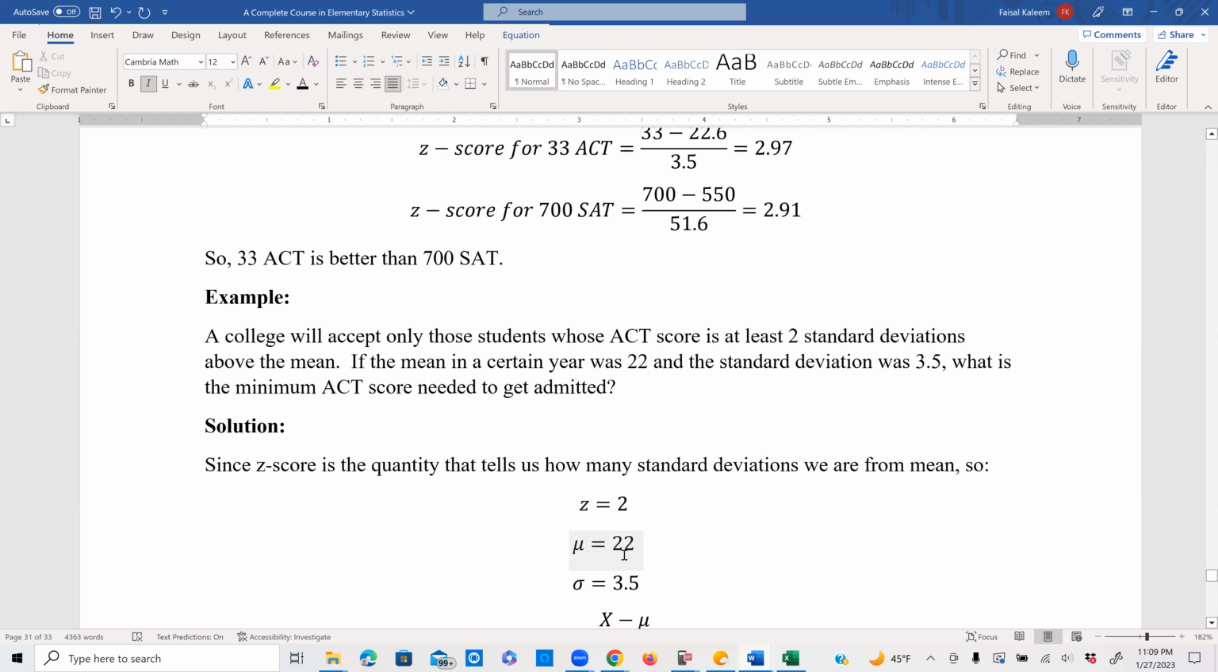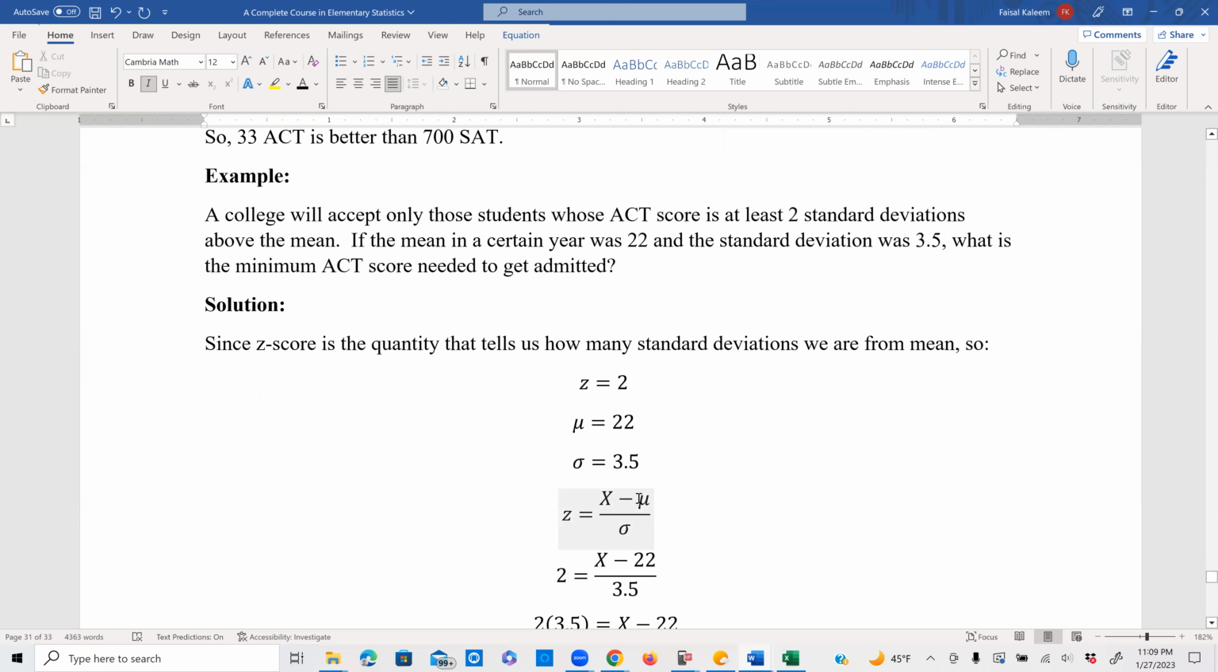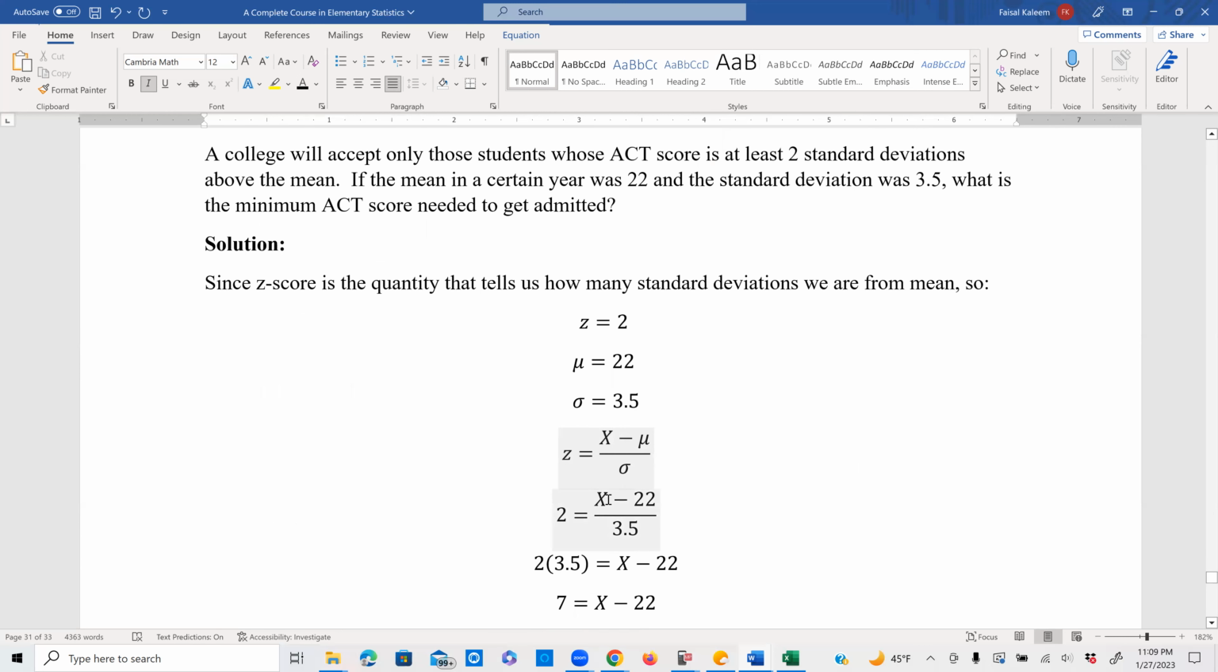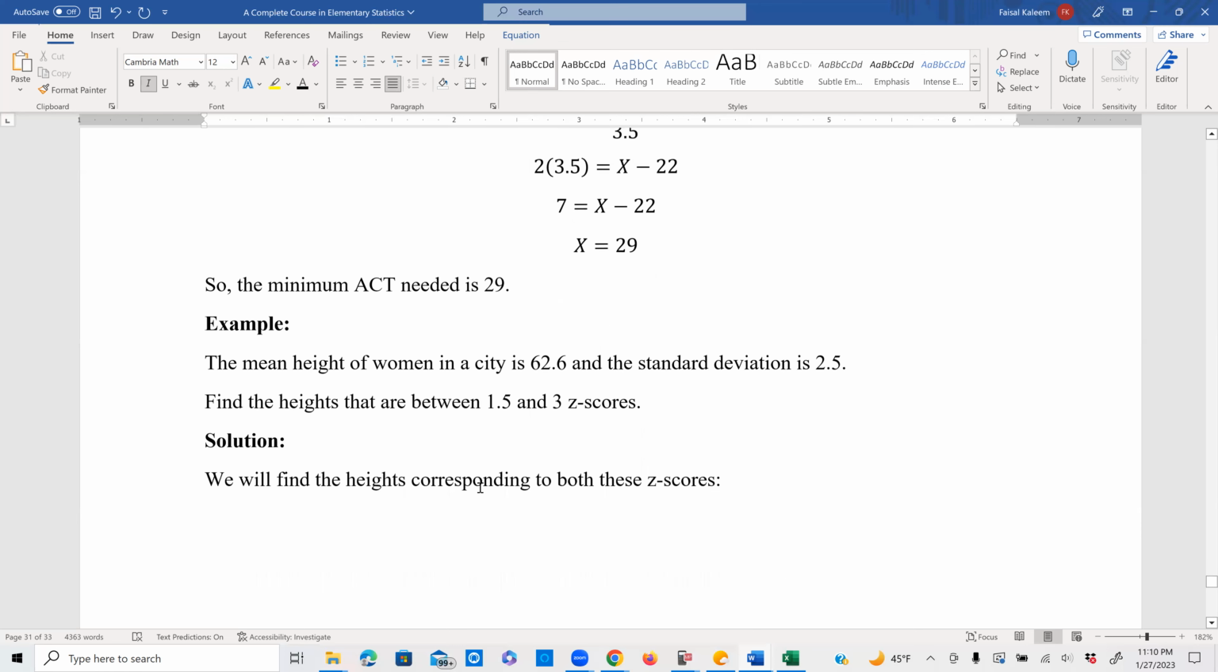So the mean is 22, standard deviation 3.5, and we use our formula z is equal to x minus mu over sigma. z is 2 in this case, x has to be calculated, minus the mean, which is 22, divided by the standard deviation. To solve for x, we multiply both sides by 3.5, which gives 7 on the left side, since 3.5 times 2 is 7. So 7 equals x minus 22, and we add 22 on both sides. So x is 29. The minimum ACT score needed is 29.